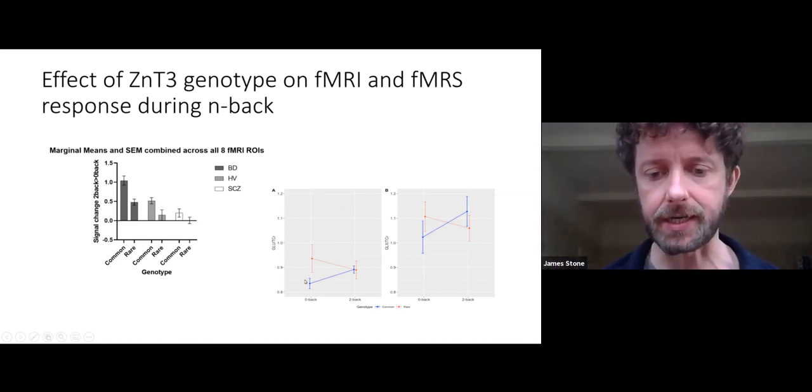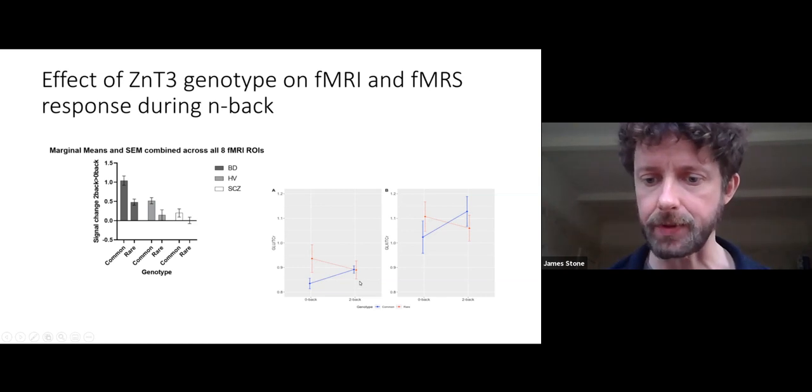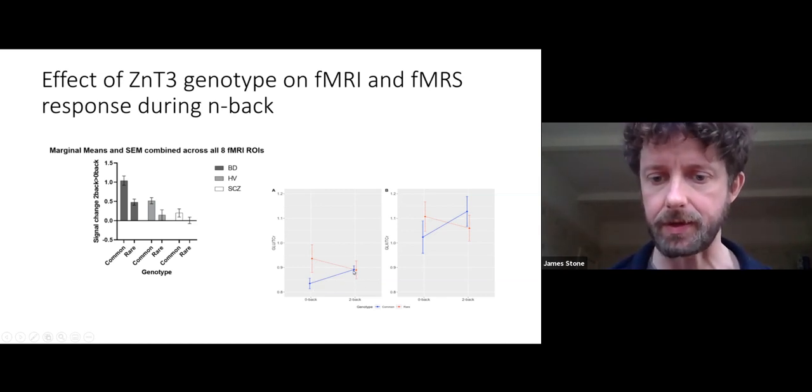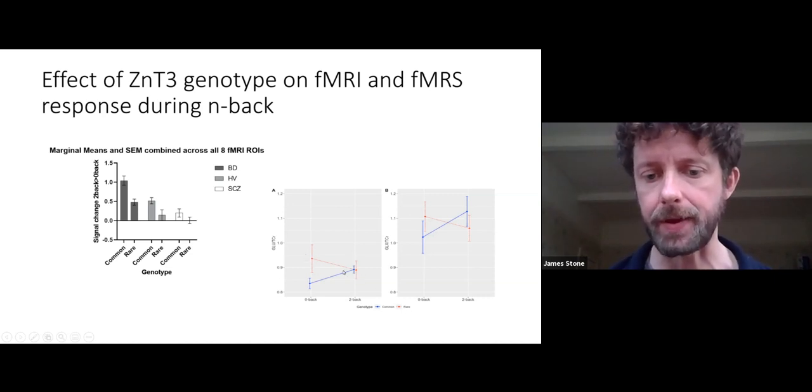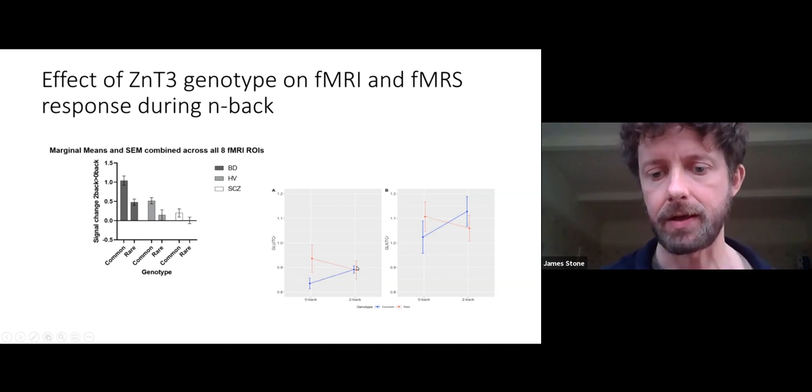And then looking at the changes in glutamate using this genotype, we found that in patients with schizophrenia with the common allele, they tended to have greater activation during 2 back versus 0 back. So they showed the standard pattern that you'd expect to see with healthy volunteers, whereas those patients with the rare allele showed the opposite pattern. So they had less glutamate during 2 back compared to 0 back.